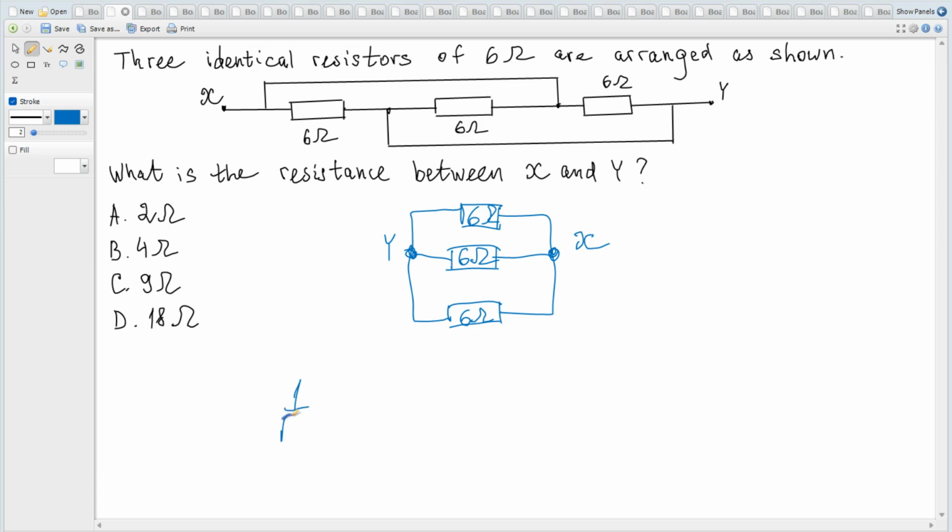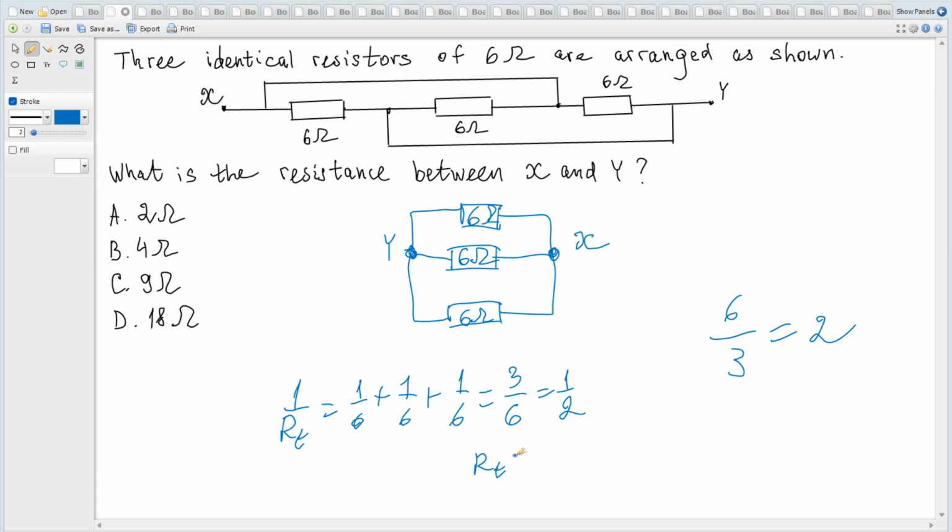and applying the formula that 1 over R total is 1 over 6 plus 1 over 6 plus 1 over 6, or since the resistances are equal, the total resistance is equal to the resistance of one, 6, divided by the number of resistors, so it's 2. Or here we can see that we get the same result. So A is correct, and that's all for this question.